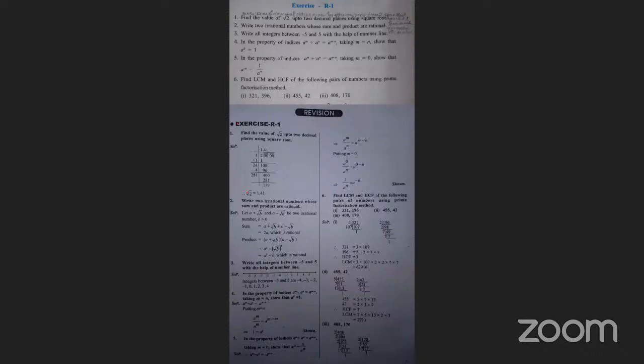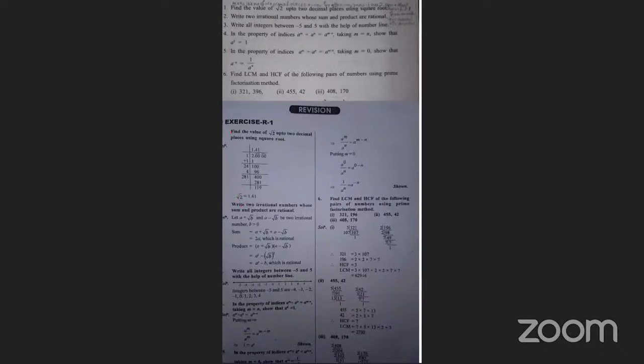Question number 3 finished. Questions 4 and 5 are very important. Last year I had given it in the main final exam. In the property of indices, they had given the index property already.